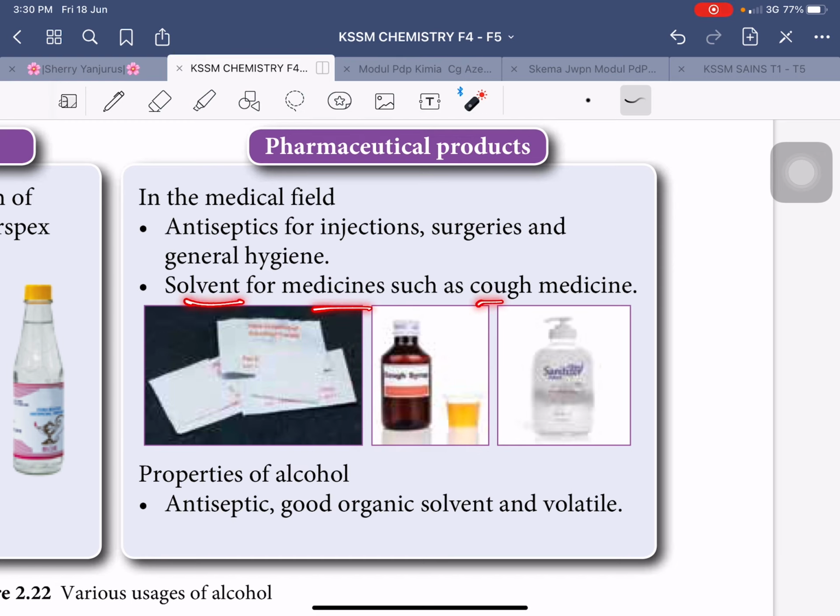Solvent for medicine such as cough medicine. That is why some cough medicine, you will feel drunk or drowsy, because it is used as a solvent in cough medicine. Properties of alcohol here are as an antiseptic, good organic solvent and volatile. Okay.